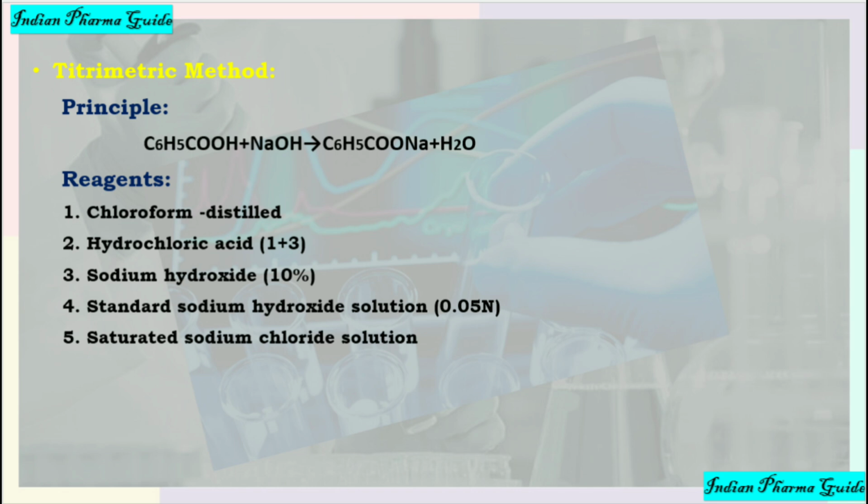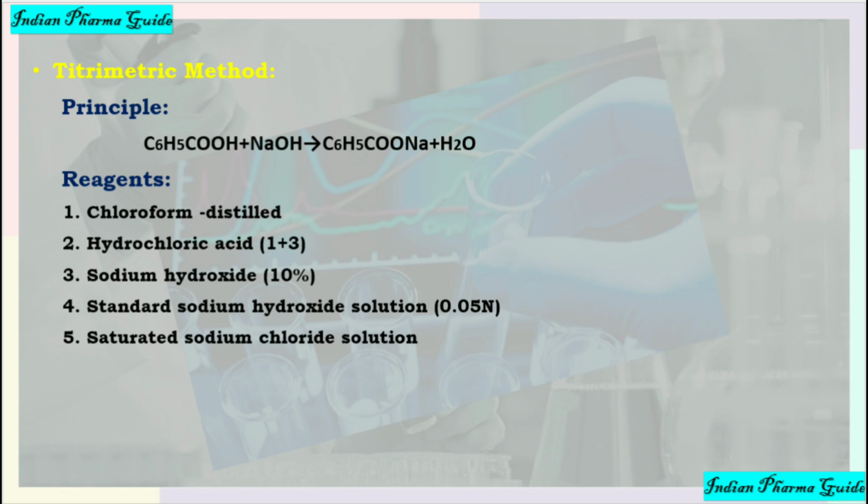Principle of the titrimetric method. In this principle, the first step is that benzoic acid is separated from a known quantity of the sample by saturating with sodium chloride, then acidifying with dilute HCl and extracting with chloroform. In the second step, the chloroform layer is made mineral acid free and the solvent is removed by evaporation. In the final step, the residue is dissolved in neutral alcohol and the amount of benzoic acid is determined by titration against standard alkali.